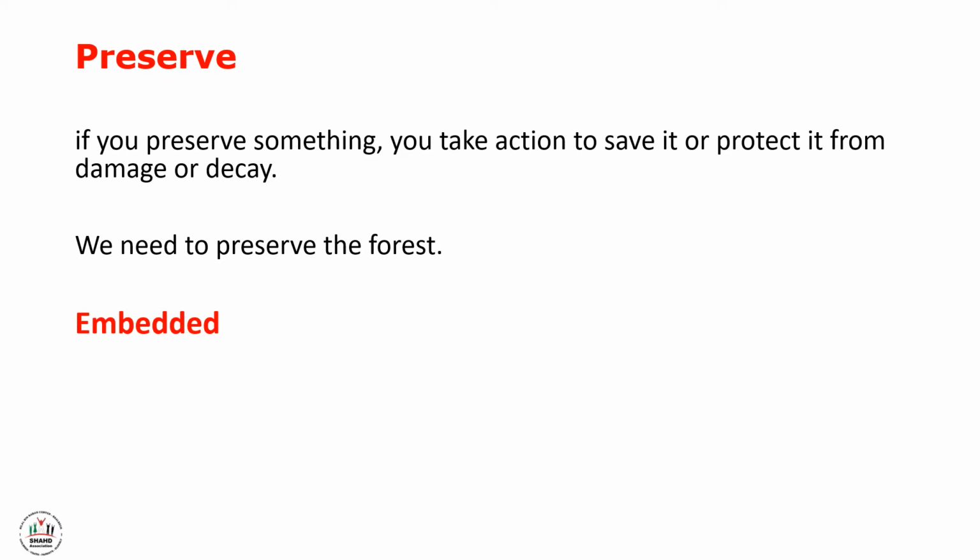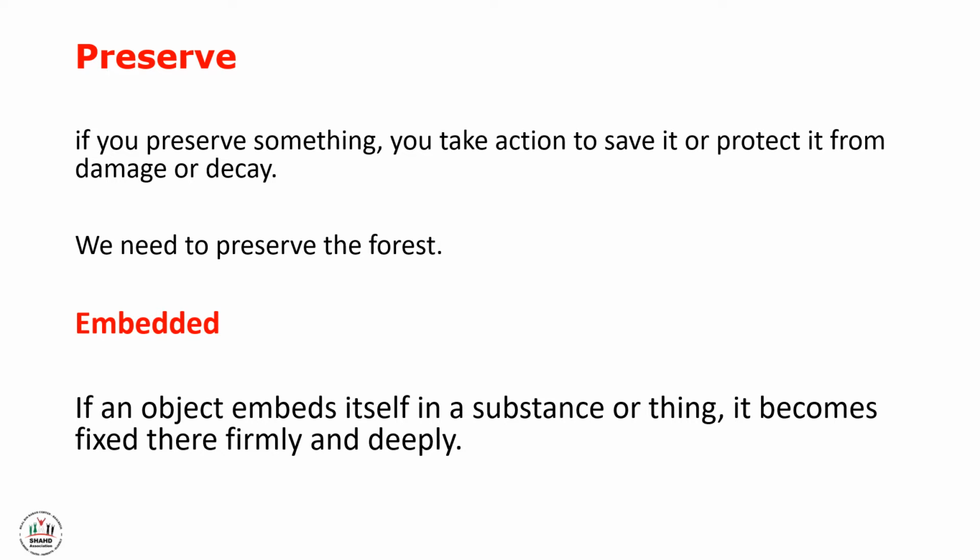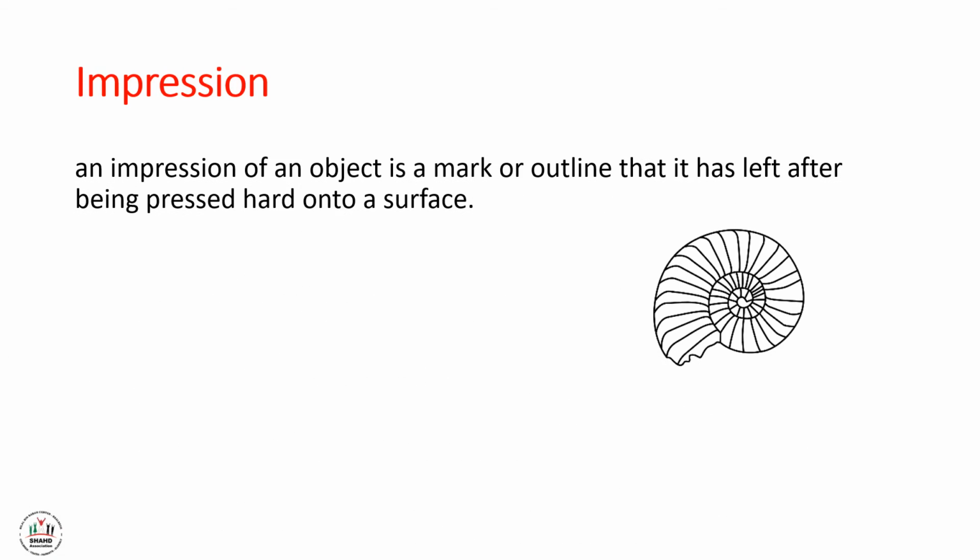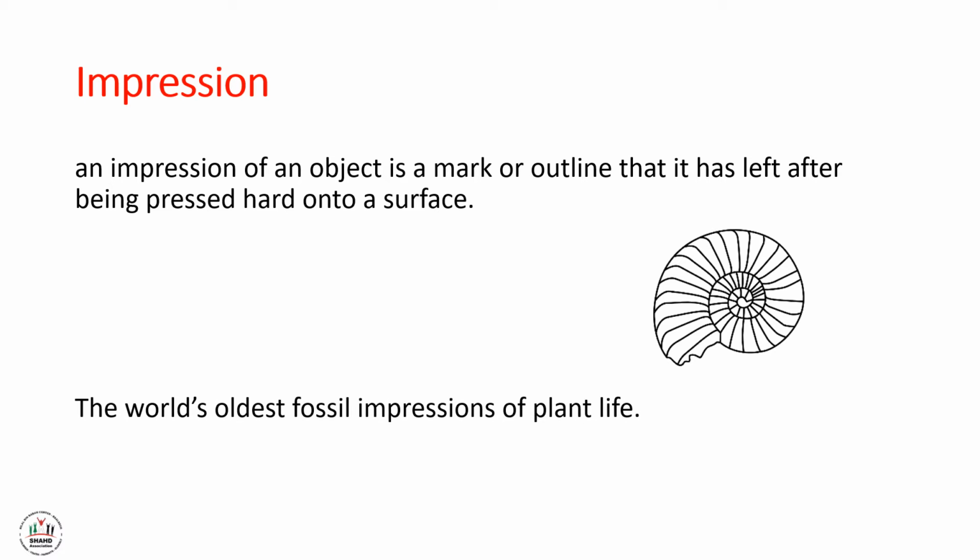What do we mean by embedded? If an object embeds itself in a substance or thing, it becomes fixed there firmly and deeply. What do we mean by impression? An impression of an object is a mark or outline that it has left after being pressed hard onto a surface. The world's oldest fossil impressions of plant life.